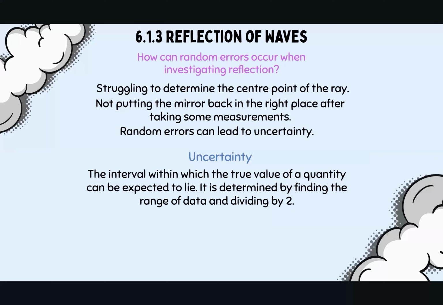Now, how can random errors occur when investigating reflection? If you're struggling to determine the center point of the ray, that's one reason why. Not putting the mirror back in the right place after taking some measurements is another. Random errors can lead to uncertainty. Now, what is uncertainty? The interval within which the true value of a quantity can be expected to lie is determined by finding the range of data. So the uncertainty is finding the range of data and dividing by 2.